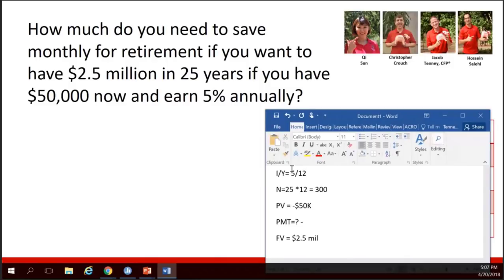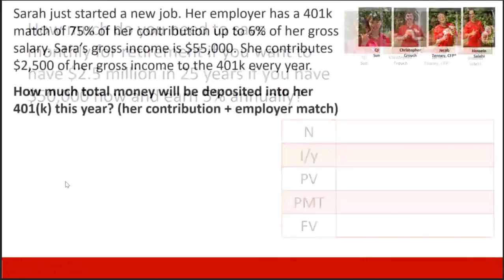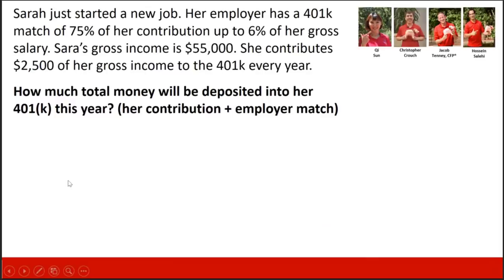You have a question? Oh, this one? Yeah, but when you are entering the interest rate, you don't need to convert it to percentage. Just put 5 divided by 12. And then you solve for PMT, which is going to be a negative number.